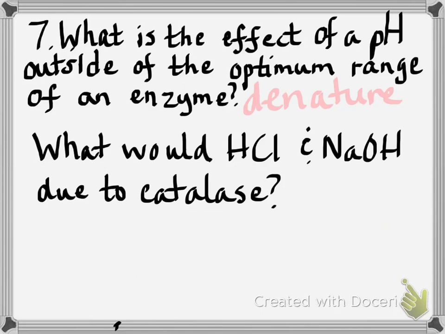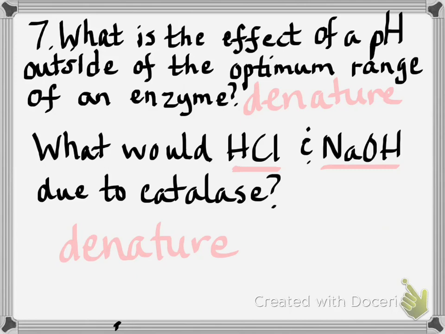On number 7, what's the effect of a pH outside the optimum range of an enzyme? The enzyme will denature. What would HCl and NaOH do to catalase? Well, HCl is an acid. NaOH is a base. So they're going to denature catalase. Make it stop working. Now, class, I just want to make sure that you agree with me on that.